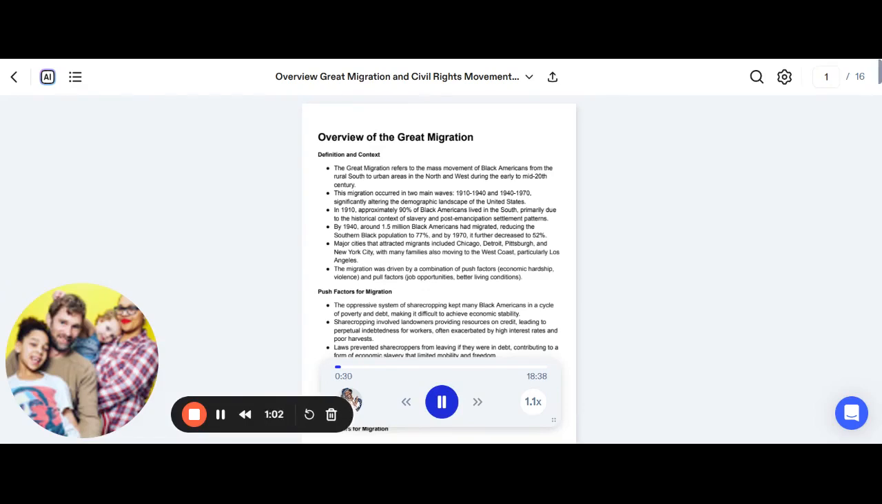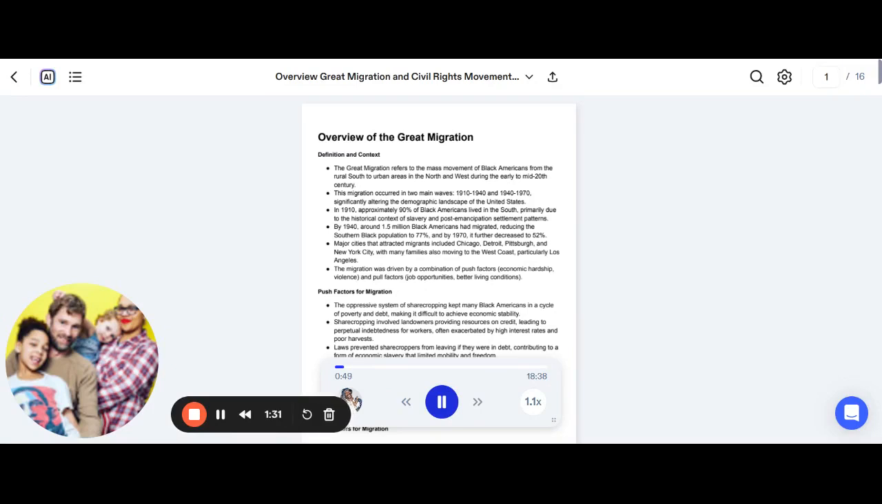The migration was driven by a combination of push factors, economic hardship and violence, and pull factors, job opportunities and better living conditions. Push factors for migration. The oppressive system of sharecropping kept many Black Americans in a cycle of poverty and debt, making it difficult to achieve economic stability. Sharecropping involved landowners providing resources on credit, leading to perpetual indebtedness for workers, often exacerbated by high interest rates and poor harvests.